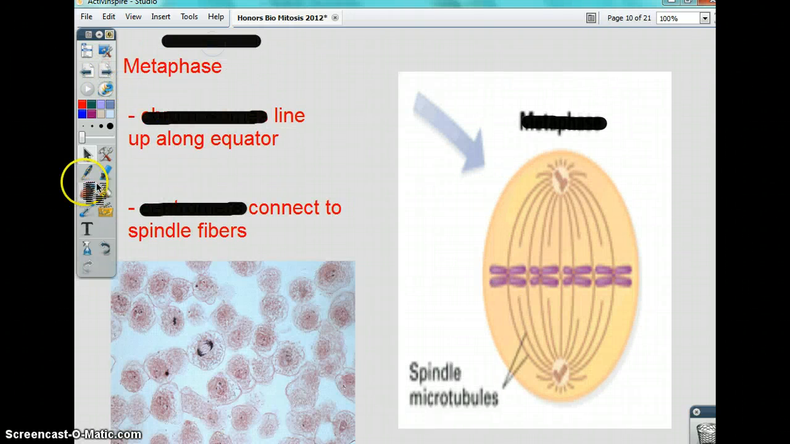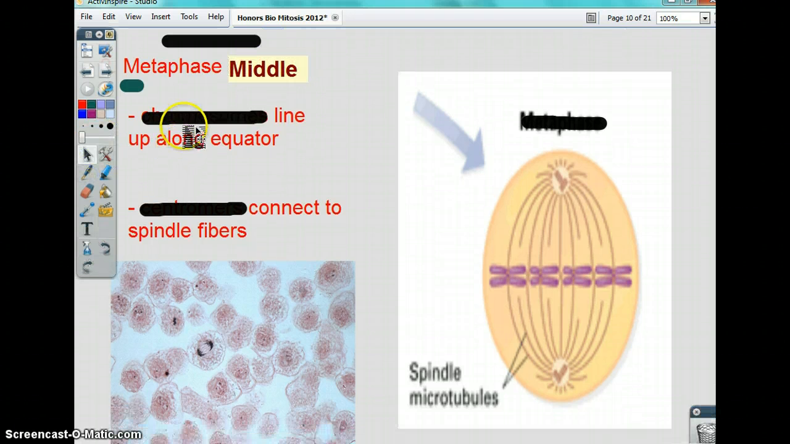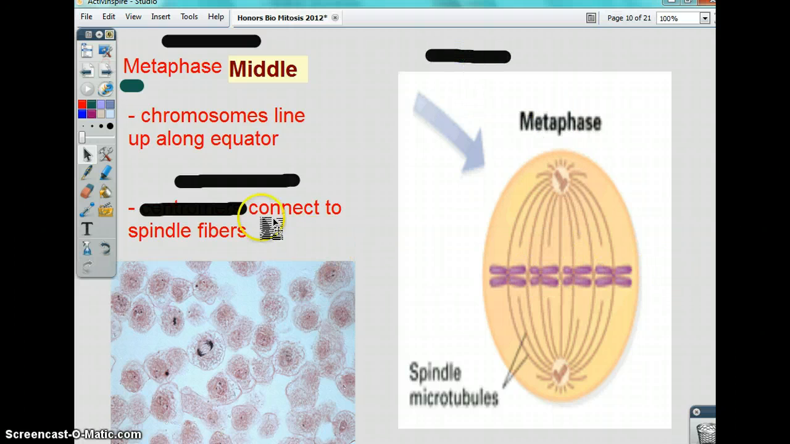Second phase is metaphase. Think of the word M for middle, because your chromosomes are going to line up along the equator, which is the middle of the cell, as you see here, and the spindle is going to connect to the structure in the center, which is the centromere. So here you got your spindle, which is made up of microtubules, as you learned in the last chapter, and they connect to the centromere, which holds the sister chromatids together.